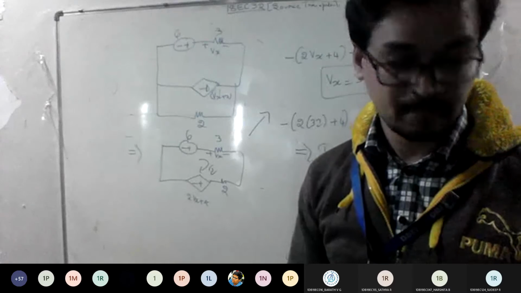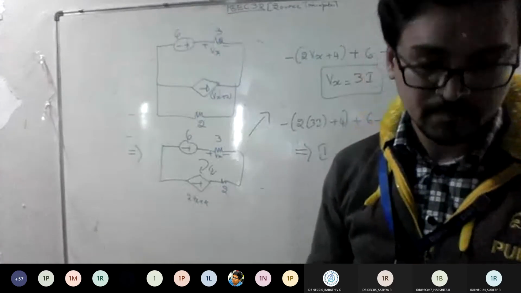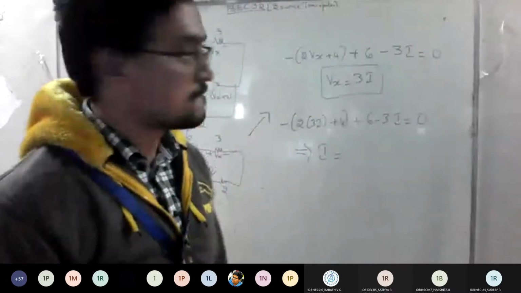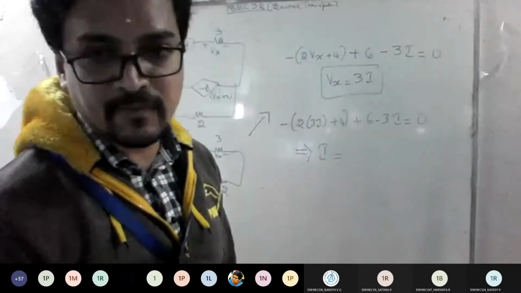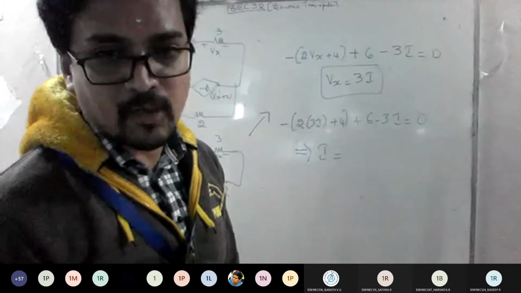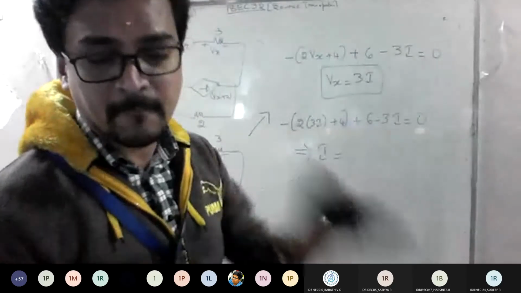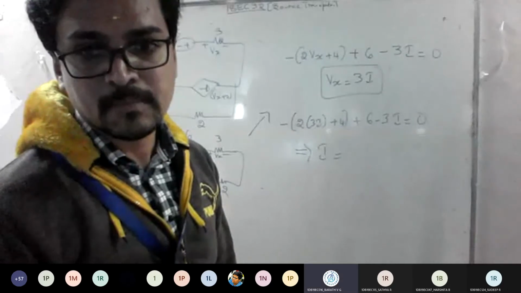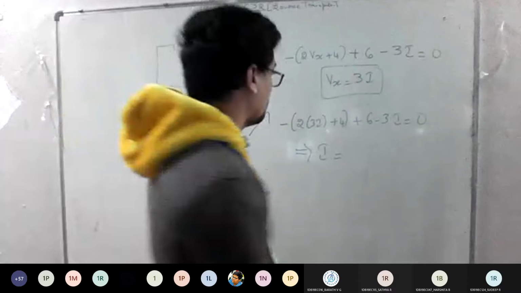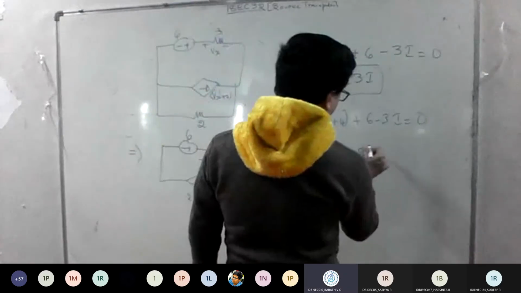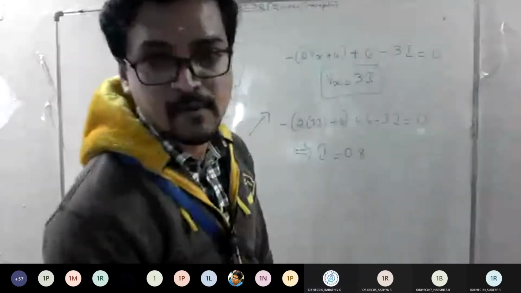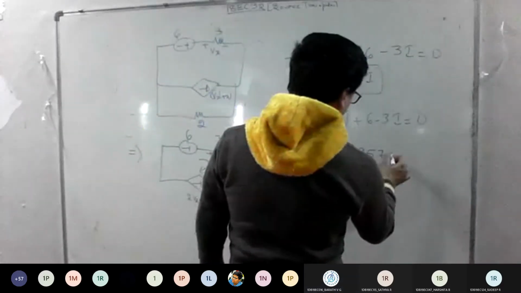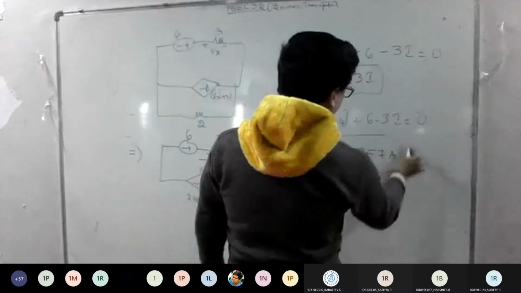How much? Others, you got the way how to write the equation, everyone? You got how I have substituted Vx equal to 3 times I? 0.857. Okay, good. So this is the correct answer.